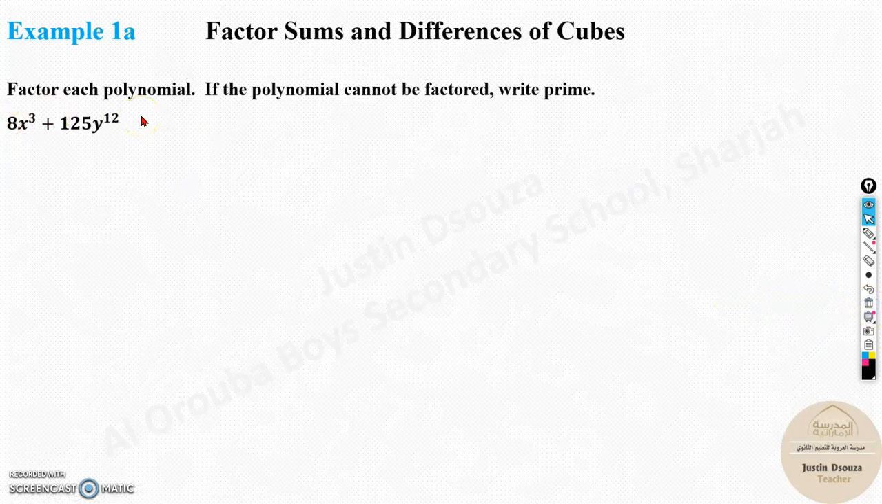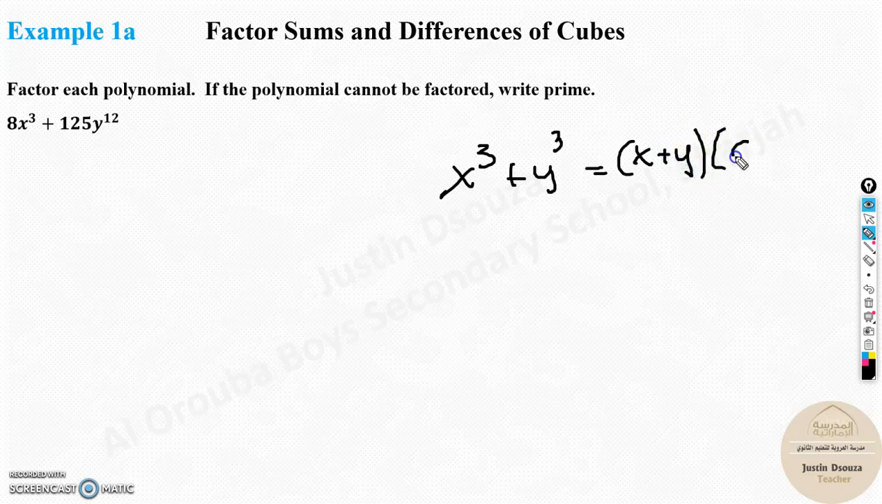Over here, factor each polynomial. If the polynomial cannot be factored, write prime. Now look at this. You can see x to the power 3, but you can see only y to the power 12. Can you factor it? Now over here, we just now saw the formula. x power 3 plus y power 3, or you can write it as a cube plus b cube, it's the same thing. It'll be x plus y because it's plus, and then we have x squared minus xy plus y squared. So this is the factoring, but we don't have x squared and y squared.